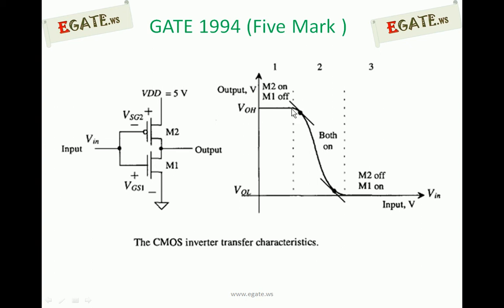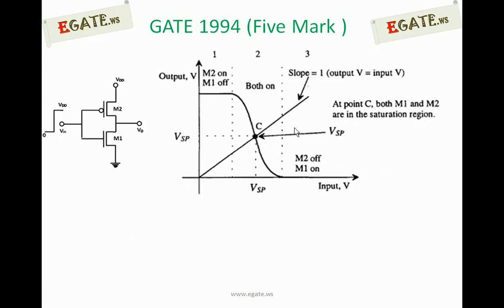Now look at this one. Output is changing from VOH to VOL, that is VDD towards 0. So during this transition, both transistors are in the on condition. Both transistors being in the on condition means both will be in the saturation region. So these are the VTC, voltage transfer characteristics of the CMOS inverter. We need to calculate the switching threshold, that is the logic threshold, for this CMOS inverter. First we will see what is meant by logic threshold.